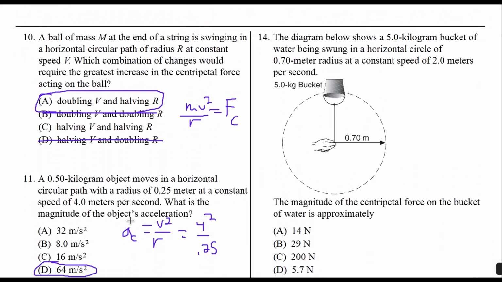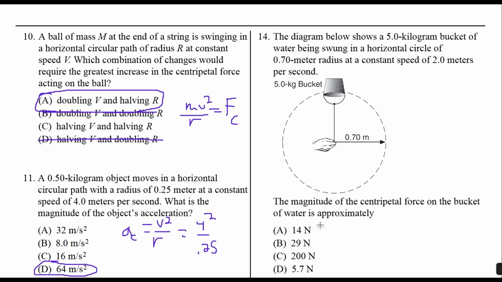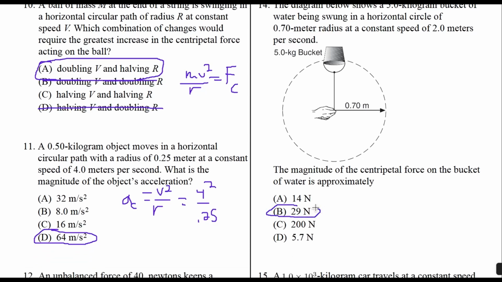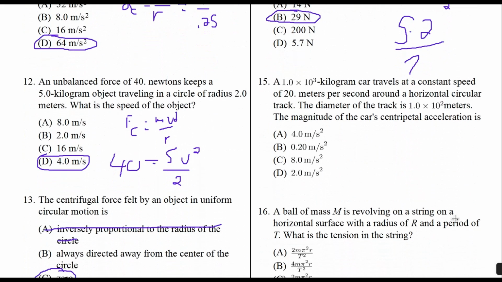So continuing on with this, question 14, object moving in a circle. Again, this one's really big plug and chug. So the answer for this one is B. You're really just using the equation 5 times 2 squared over 7. All right. Another one, question 15. The answer is going to be C.